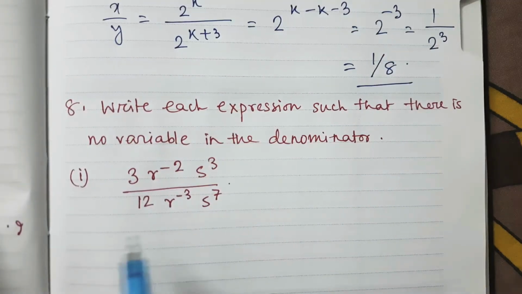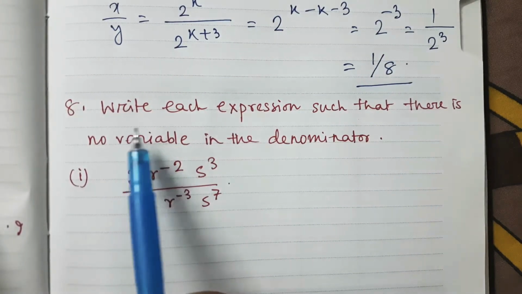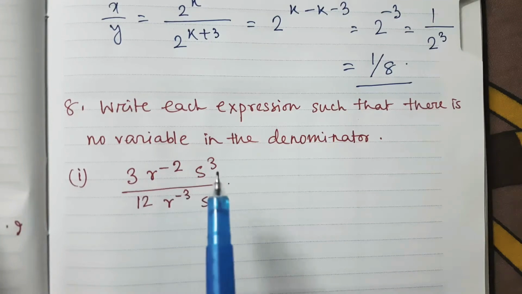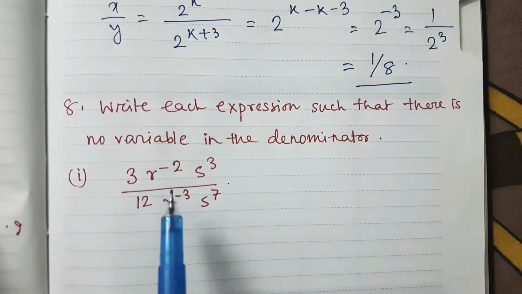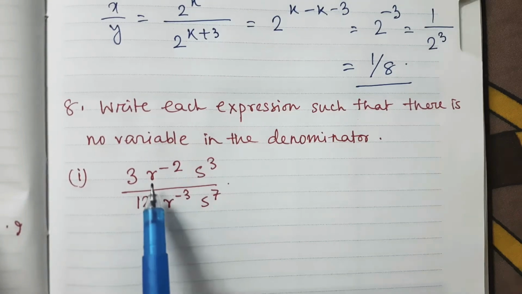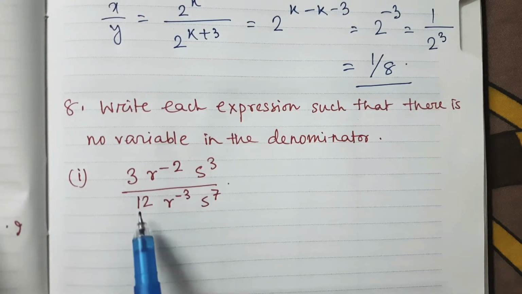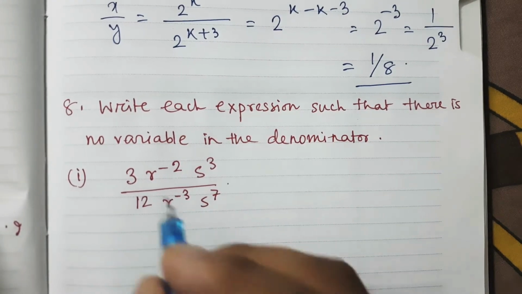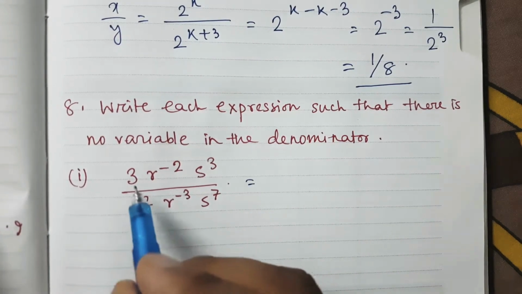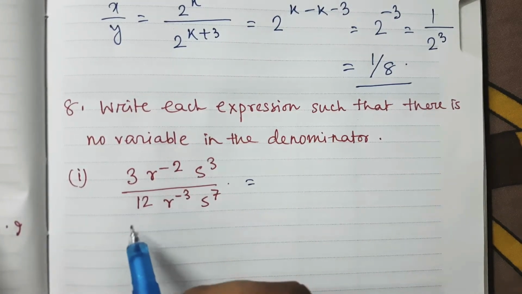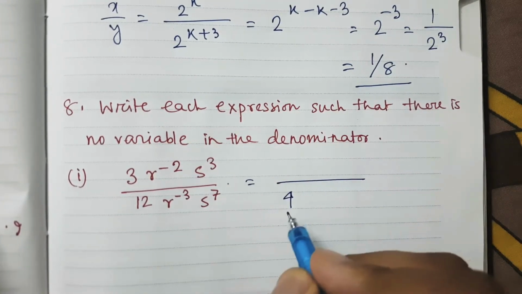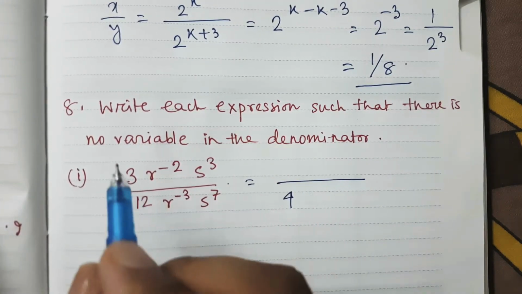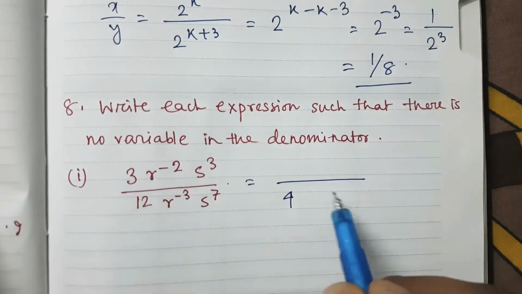So this is problem number 8 part 1. Here you need to write each of these expressions such that there is no variable in the denominator. Now here for this part 1 the variables are r and s, not 3 and 12. They are constants. So what you can do first, 3 4s are 12. So it is going to be 4. 4 can be in the denominator. So we don't need any variable in the denominator.